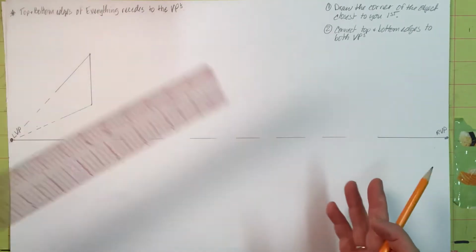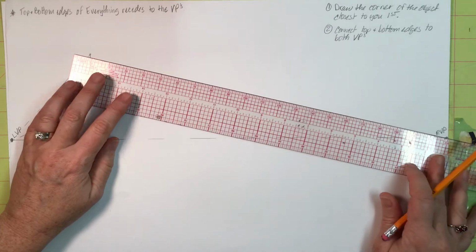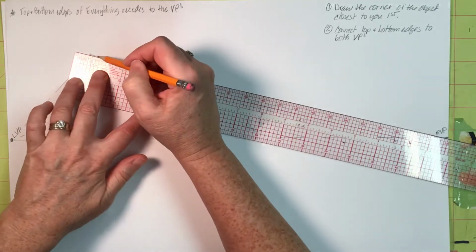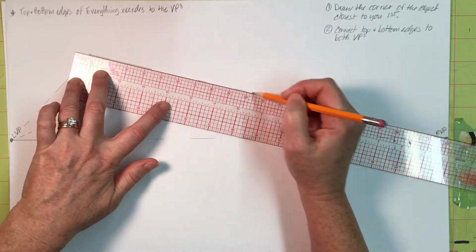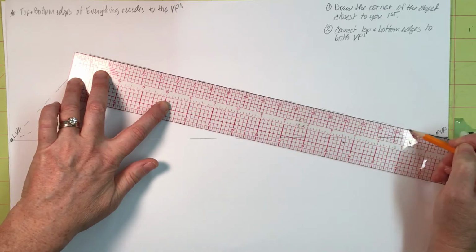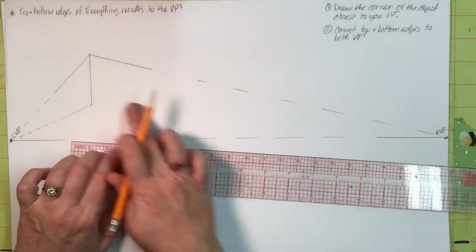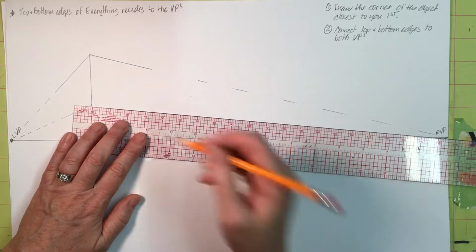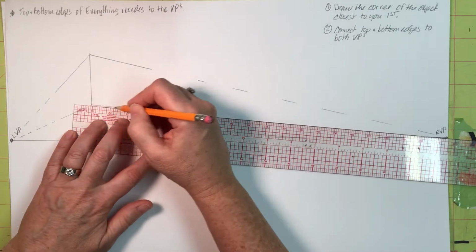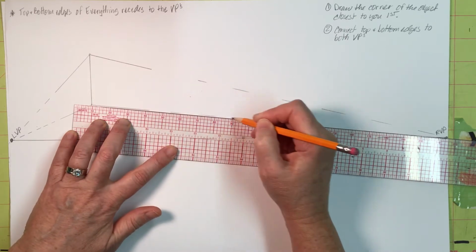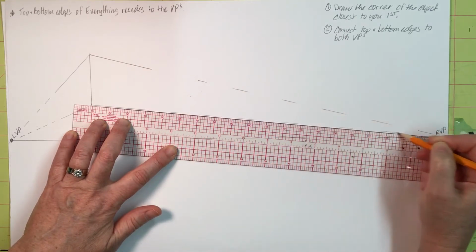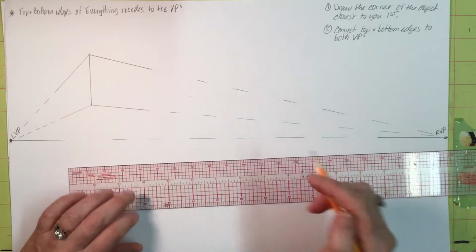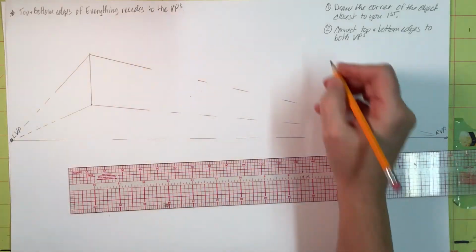Now I'm going to do the same thing going all the way over to the right with the RVP. And again, the dotted lines are just to show you visually how those connect. Bottom right edge. Okay, so there's my top and bottom edges.